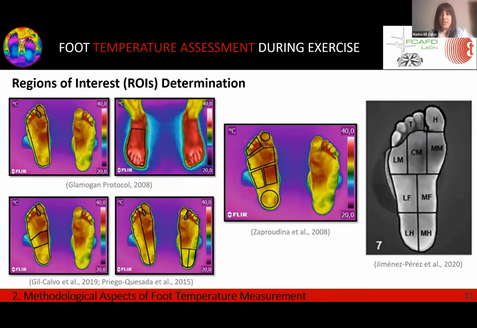Regarding the determination of the regions of interest, there are currently no specific standard recommendations. Instead, each study defines these regions according to its own objectives. For this reason, the key point is to clearly describe how the regions have been defined and delimited in order to ensure the reproducibility of the study in the future.